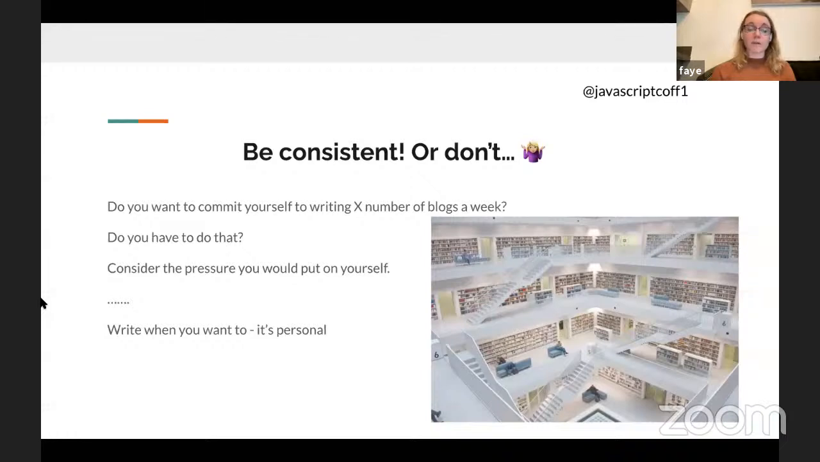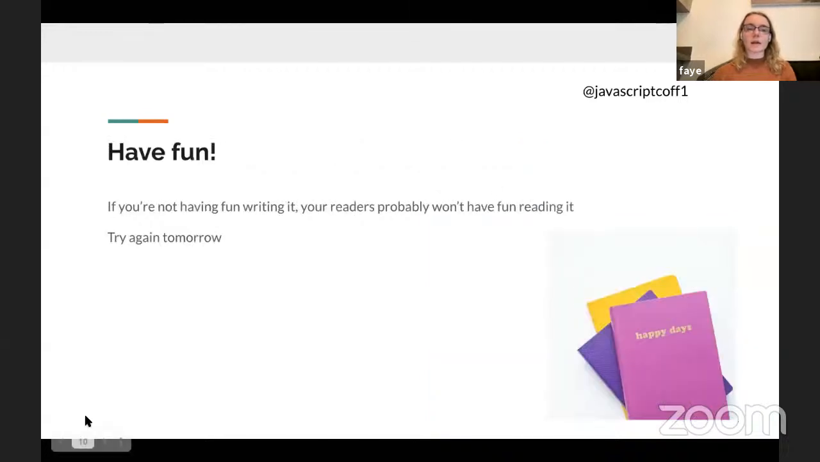Because otherwise, like I was saying earlier, if you don't feel like writing, or if you're bored with the topic that you're writing, or if you don't care, or if you'd rather be doing a million other things, it's going to show in the way that you write. And it won't be interesting or engaging to your readers. Yeah, and the same thing, if you're not having fun writing it, then your readers won't have fun reading it.